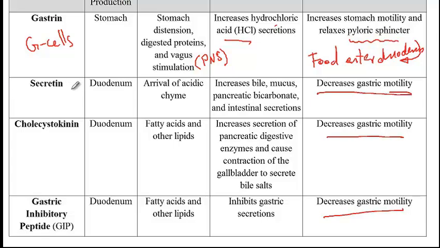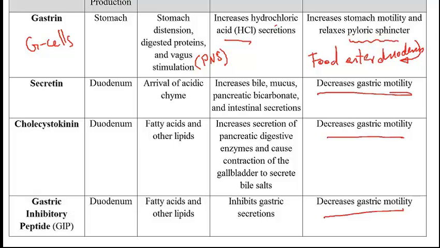All the hormones that are being secreted here, including secretin, cholecystokinin, and gastric inhibitory peptide, decrease gastric motility. At the same time, these hormones increase production of, for instance, bile and pancreatic bicarbonate to help with the digestion of all the products that are now inside the duodenum. And then they inhibit production of further gastric secretion because they are holding off. They're putting everything on hold in the stomach until they're done finishing their own job, which is digestion of the acidic chyme that has entered the duodenum.